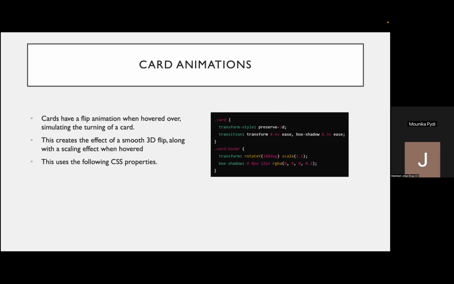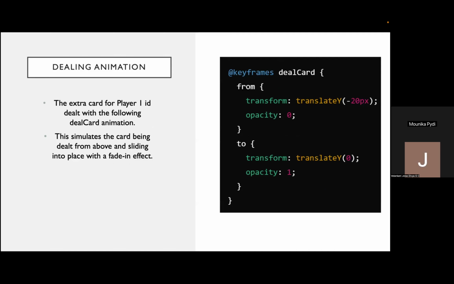The next one is card animations. A key feature of our game is the interactive card animations. When a player hovers over the card, it performs a 3D flip effect, so it makes them feel more realistic. Additionally, a scaling effect makes the card more dynamic, and it enhances the overall gameplay experience. Here on this card, we used a transform style called preserve 3D and a transition for 0.6 seconds and box shadow also for 0.3 seconds. On hover of the card, we again applied the transform property and box shadow.